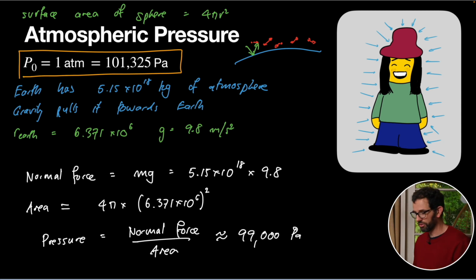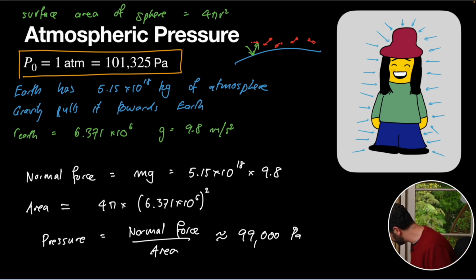In reality, there's a few other things going on that make the pressure a little bit higher. There's wind and temperature and all that kind of stuff, but we're not going to worry about that at the moment. It's more just to get a sense for where these numbers are coming from. So 99,000 pascals of pressure. Well, how does this manifest?